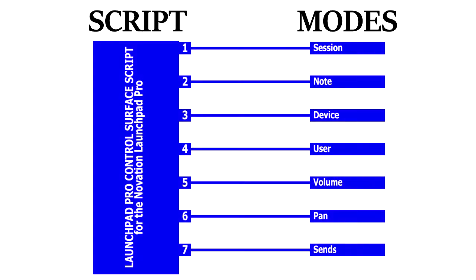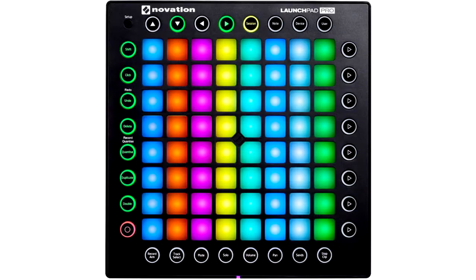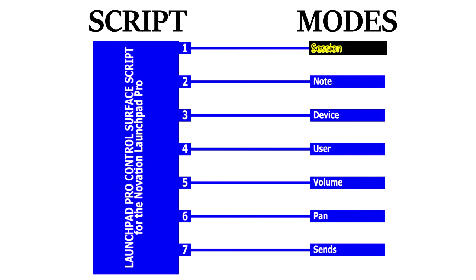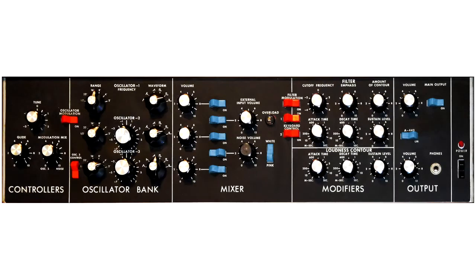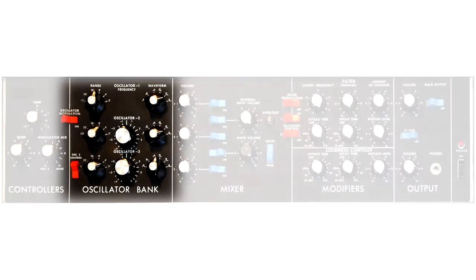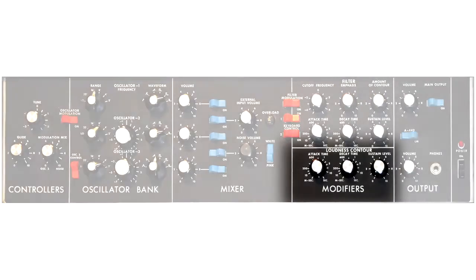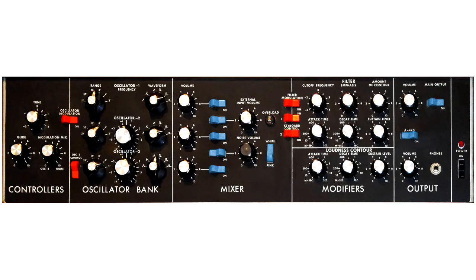Here's a simplified view of the architecture of the Launchpad Pro control surface script. And this is indicative of the architecture of conventional control surface scripts in general. This script has 7 main modes that dictate the function of the controller's button matrix. The first is session, second is note, third is device, etc. And these modes are actually part of the script. This architecture is somewhat similar to the architecture of a non-modular analog synth, such as a Minimoog. Here you've got a bunch of modules, oscillators, filters, envelopes, etc. that are all in a single package.